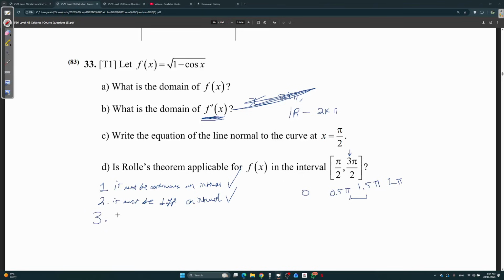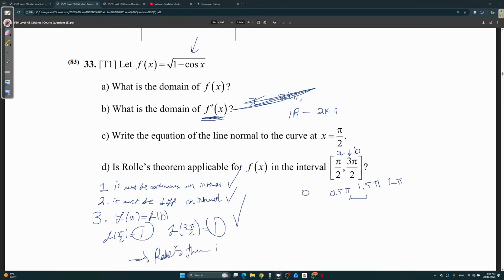The third condition is that f of a equals f of b. What's this? A and b are the endpoints of the interval. So plug in pi over 2 over here. You get f of pi over 2. Let's see, how much is it? It's 1. F of 3 pi over 2, it's 1. So since these two are equal, these three conditions are true, and therefore you can say Rolle's theorem is applicable over the closed interval pi over 2 comma 3 pi over 2.